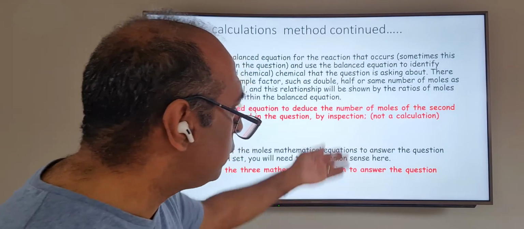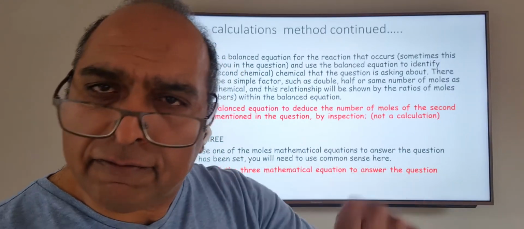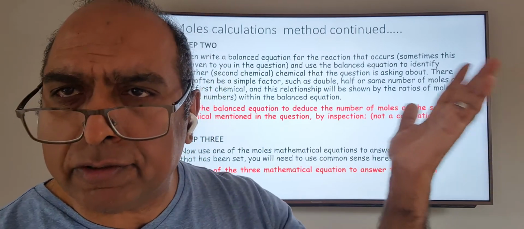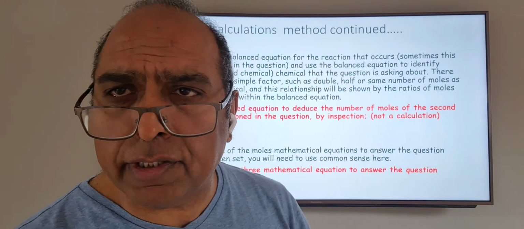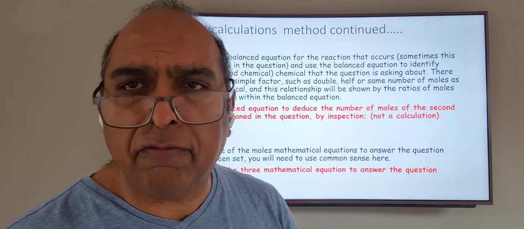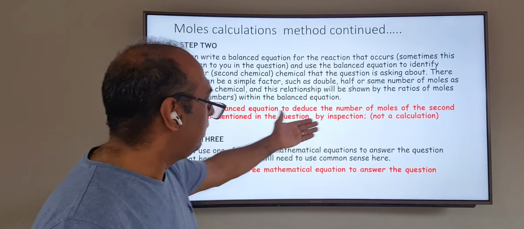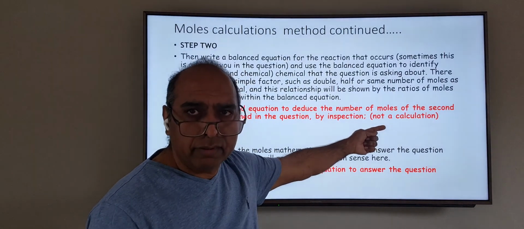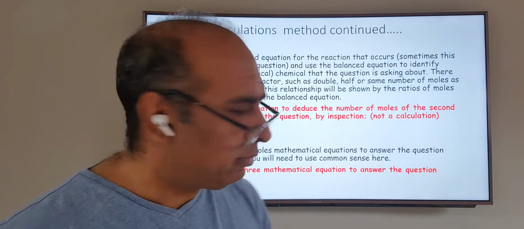You deduce the number of moles of the second chemical that the first chemical is reacting with. So if you've got a number of moles of the first chemical, the deduction is double it or half it or it's the same. It's that kind of thing. You do it by inspection. It's not a calculation. So step 2 is write the balanced equation.